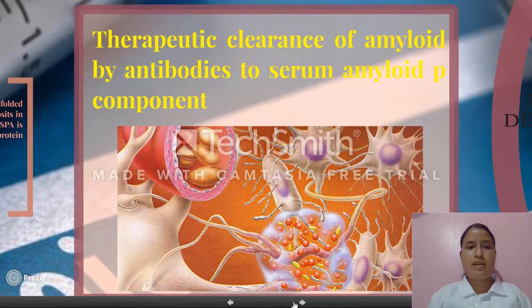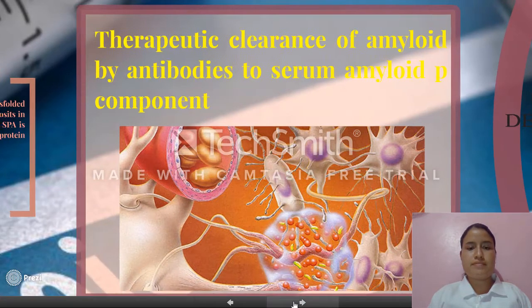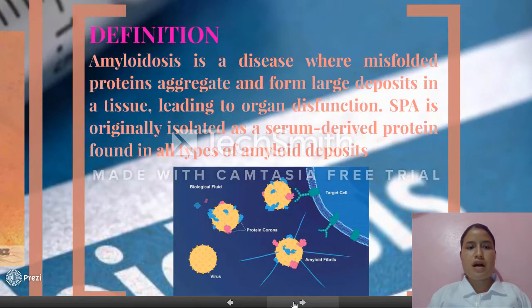Therapeutic clearance of amyloid by antibodies to serum amyloid P component. Definition: amyloidosis is a disease where misfolded proteins aggregate and form large deposits in tissues, leading to organ dysfunction. SAP was originally isolated as a serum-derived protein, found in all types of amyloid deposits.